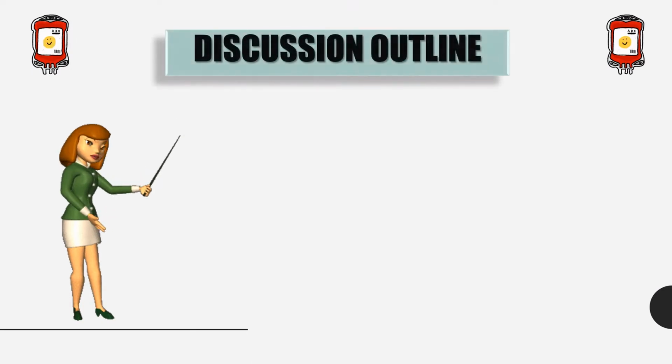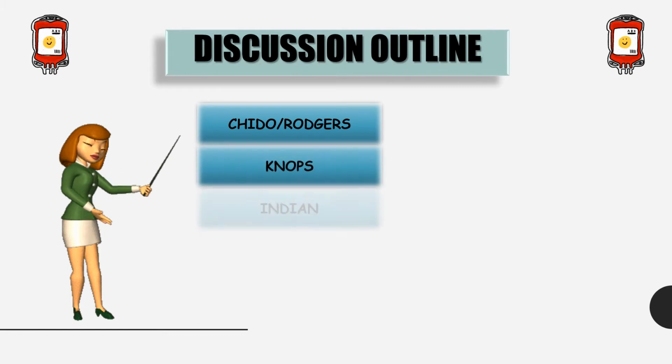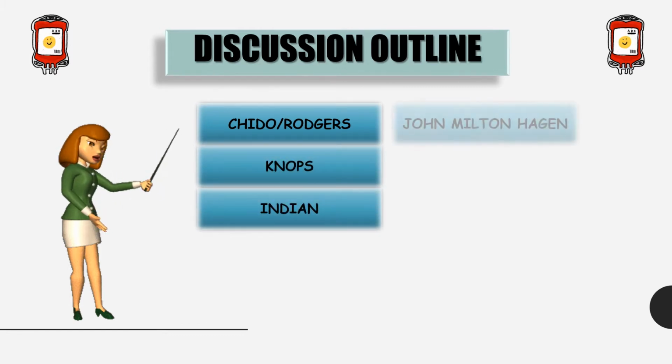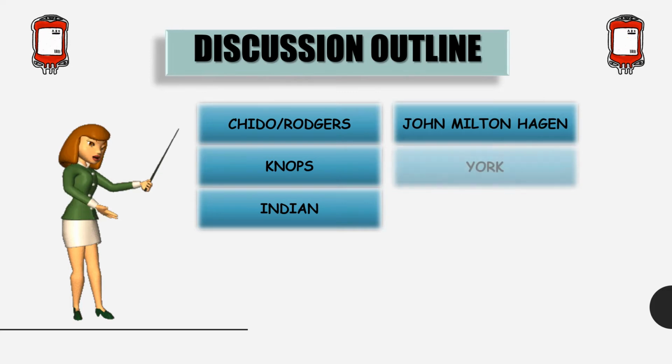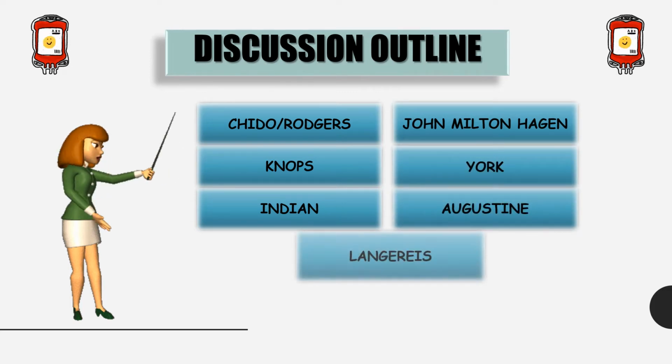To start, here is the outline of my discussion. You will know the information about the following blood groups: Chido-Rogers, Knops, Indian, John Milton Hagen, York, Augustine, and Langereis.